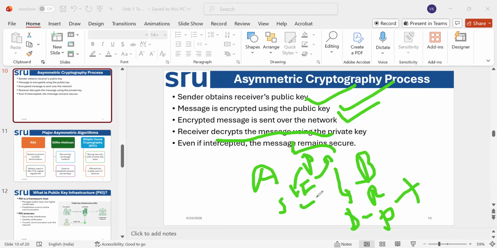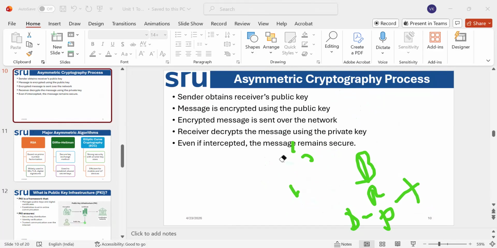Now the public key can be intercepted, right? Although the message remains secure because the private key is secure with the second person, so that only the second person can understand and read the message or the transfer. So this is all about the asymmetric cryptographic process and how it works. Now let's see the next slide.